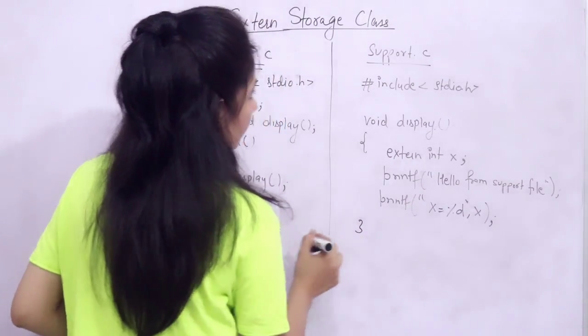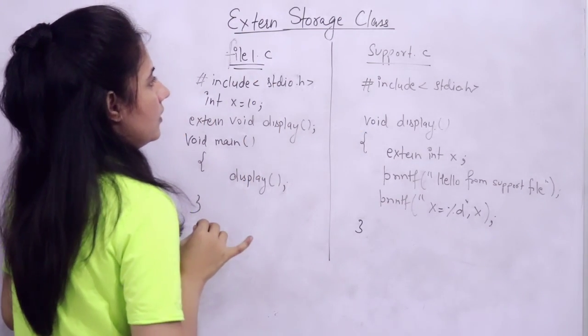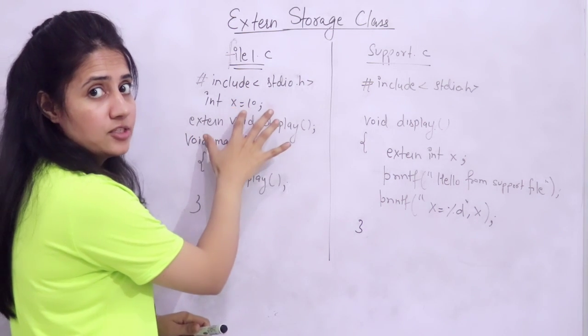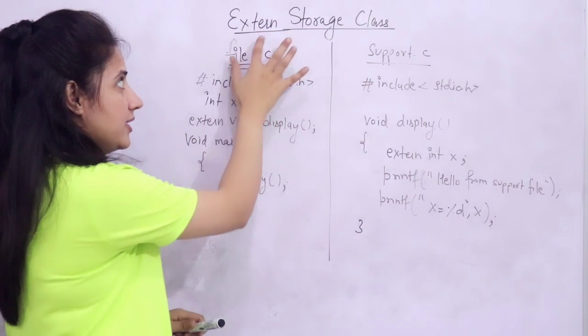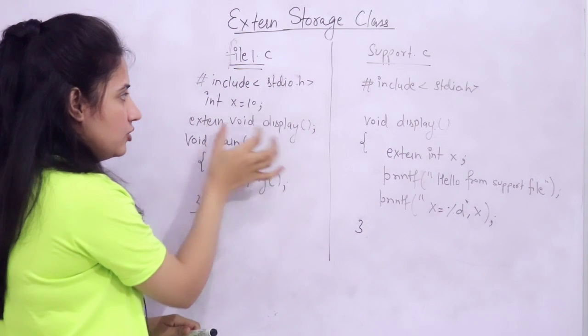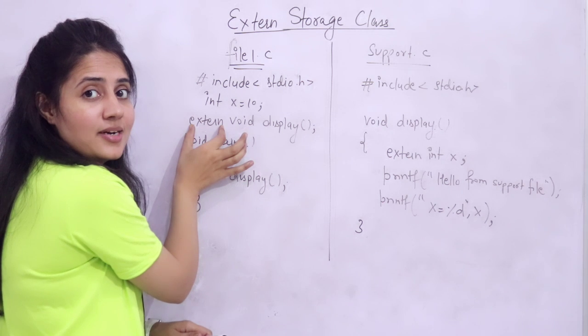So now here we are having these two files. One is file1.c and one is support.c. In file 1, we have a global variable int x is equal to 10. This comes under the external storage class. And I have a function and I am using that function with the keyword extern, which means this is just a declaration.